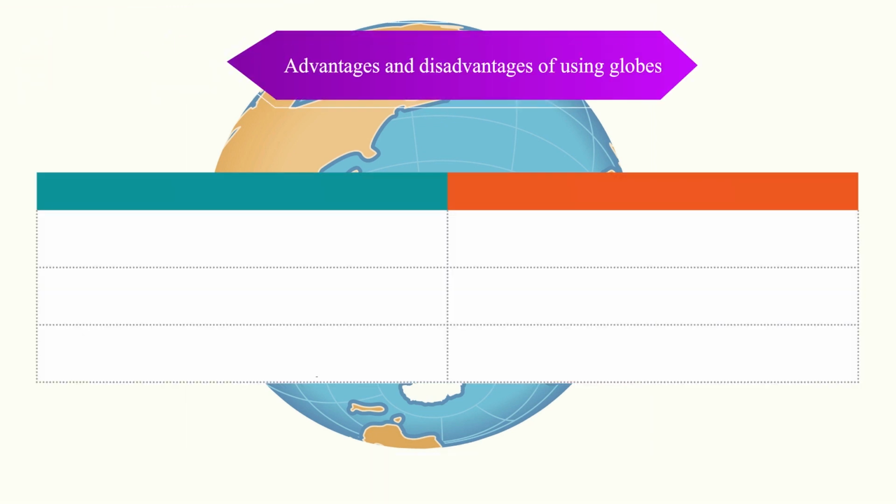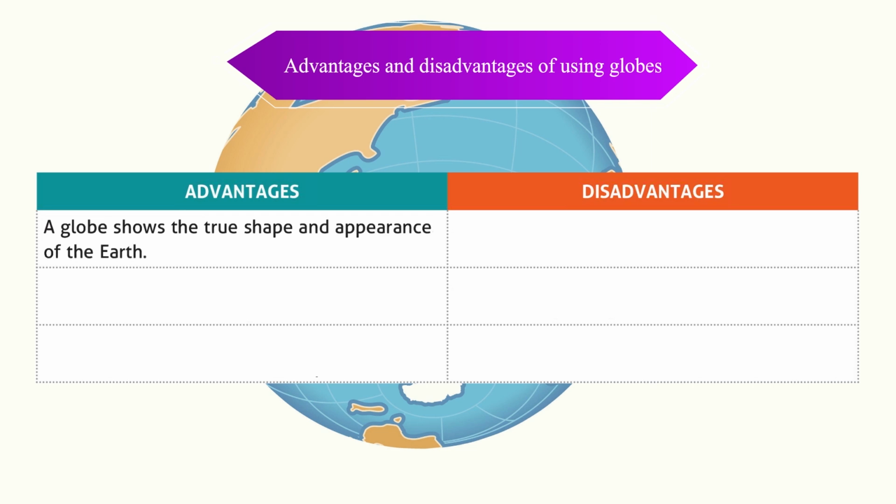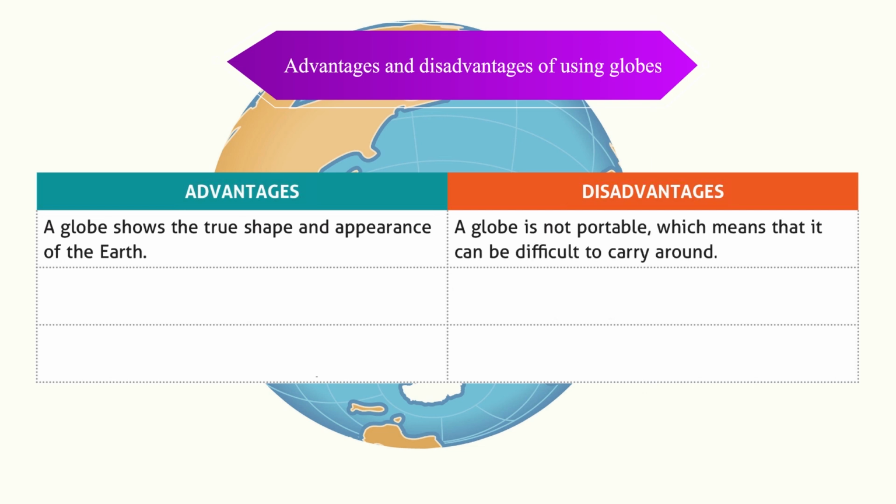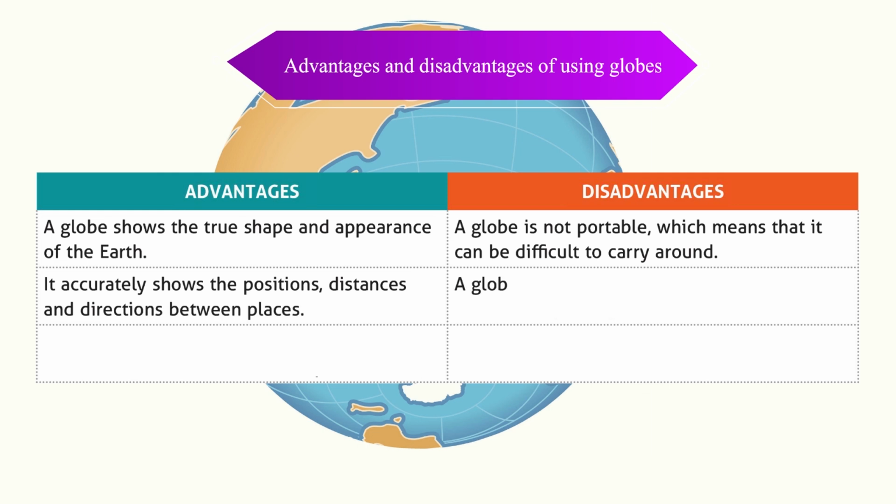Advantages and disadvantages of using globes. Advantages. A globe shows the true shape and appearance of the Earth. It accurately shows the positions, distances, and directions between places. Disadvantages. A globe is not portable, which means that it can be difficult to carry around. A globe cannot show detailed information like small towns, roads, or rivers.